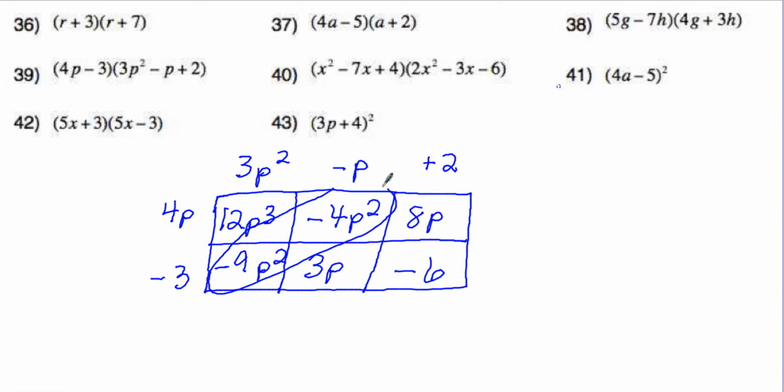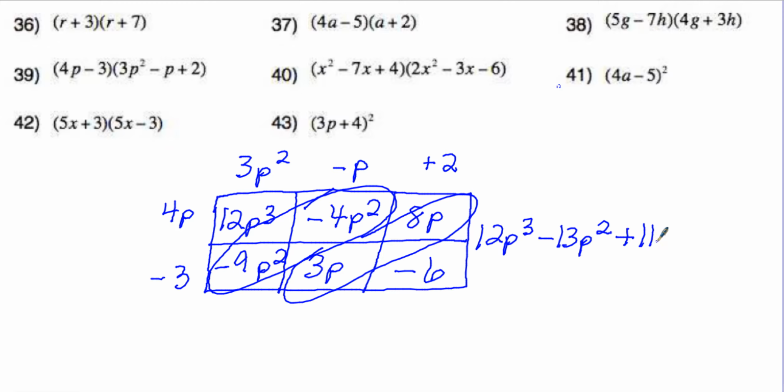Remember, these are on the diagonal, so those are my like terms. So my total answer is 12p cubed minus 13p squared plus 11p minus 6. Again, no matter which way you did it, this is the answer you should have gotten. It doesn't matter the method as long as you get the answer the same. So that is that one.